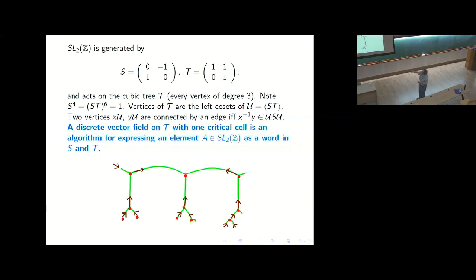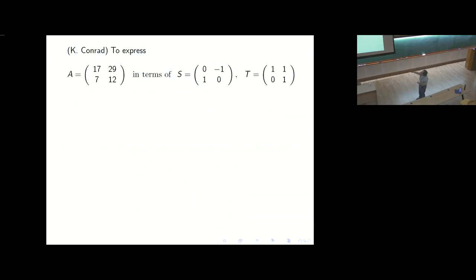Yep, and the explanation I won't go through, but that's an exercise. Can you express A as a product of S and T? It's on the slides if anybody's interested in how to do it. But what that amounts to is building or designing a discrete vector field. And I'll stop there.